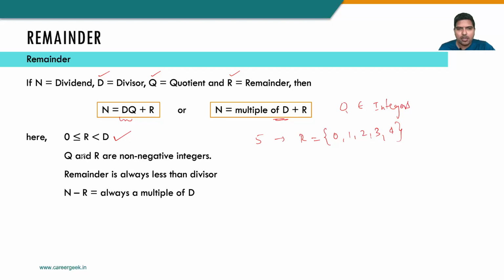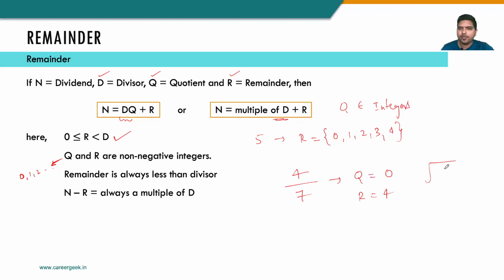Quotient can never be negative, okay? So non-negative means 0 and positive, right? So that is true. Quotient can be 0, 1, 2, 3, and so on. For example, if I divide 4 by 7, what is the quotient and remainder? The quotient is 0. There is no quotient, right? And remainder is the numerator itself, 4.